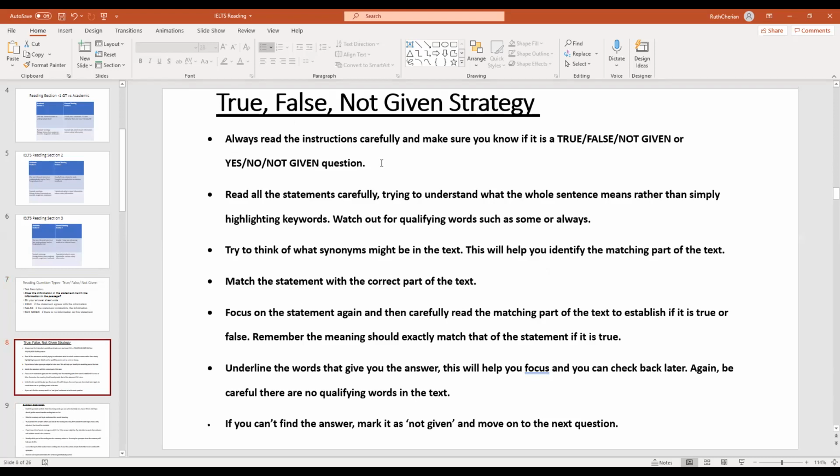Feel free to use it, but if you're following a tried and proven technique that's working fine for you, then stick to that. That's okay. So the first thing that you do is you read the statement that's given. You read the instructions carefully, and you make sure that you know if it's a true, false, not given, or a yes, no, not given kind of question.